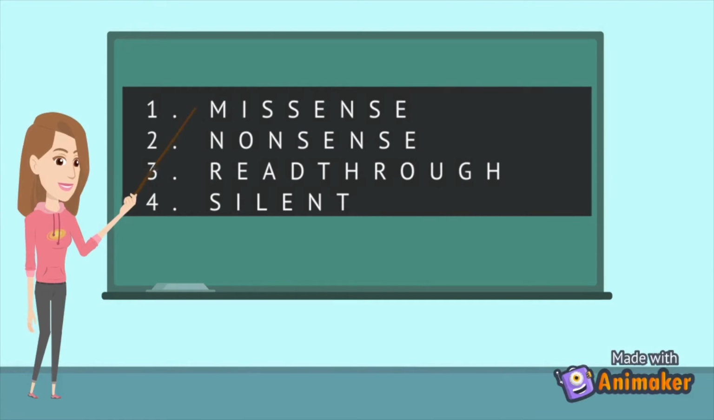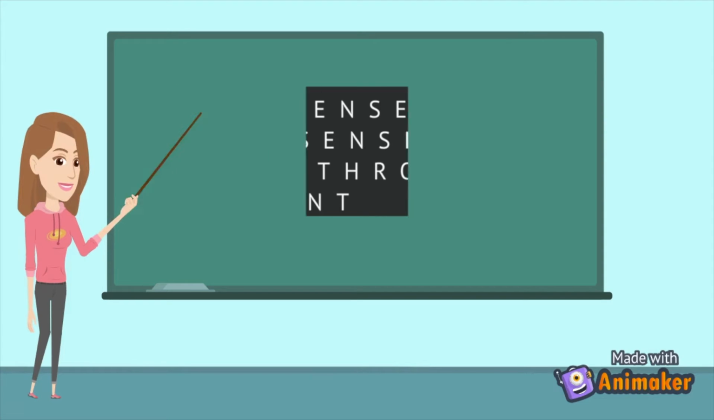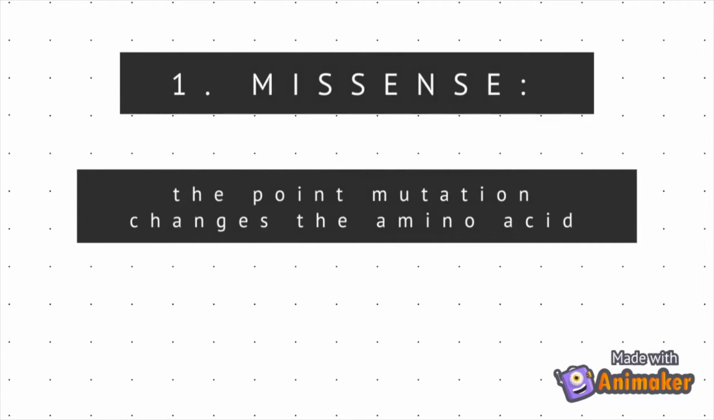These 4 different types of point mutations are missense, nonsense, read-through, and silent. Let's first define missense, then see an example. Missense is when the point mutation changes the amino acid.